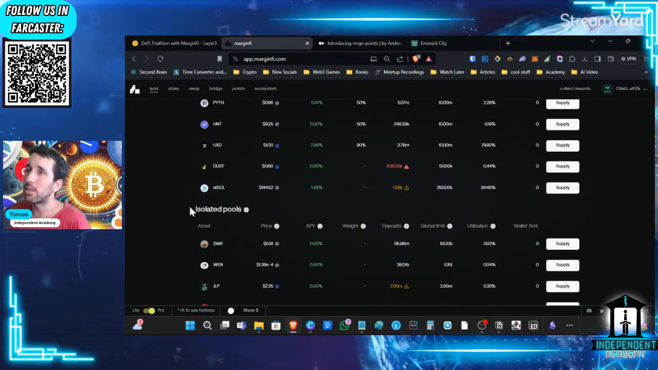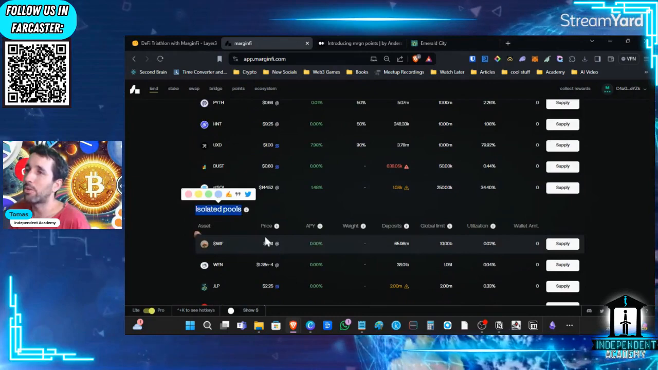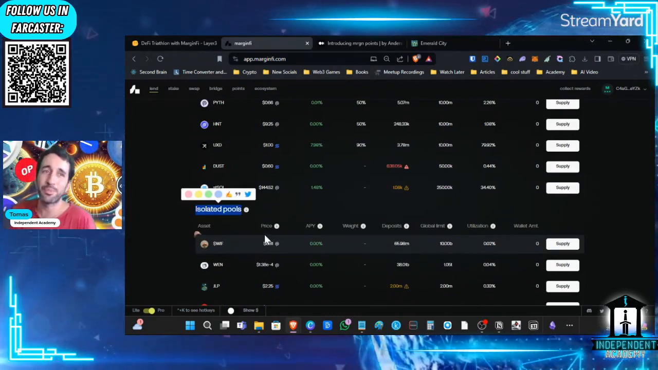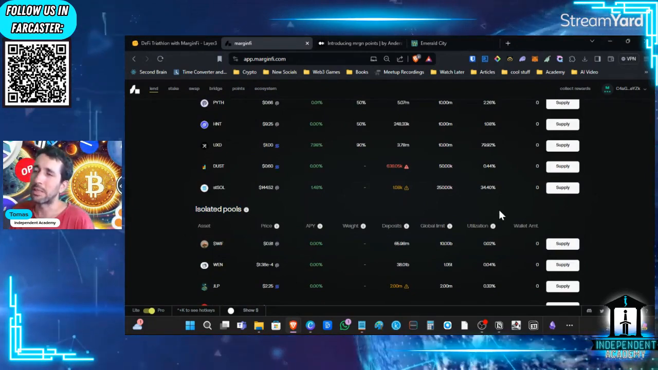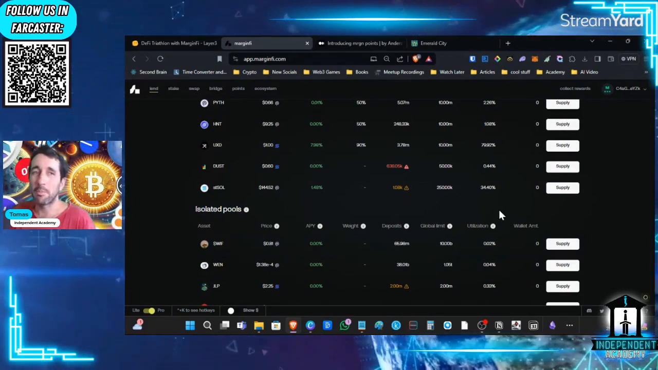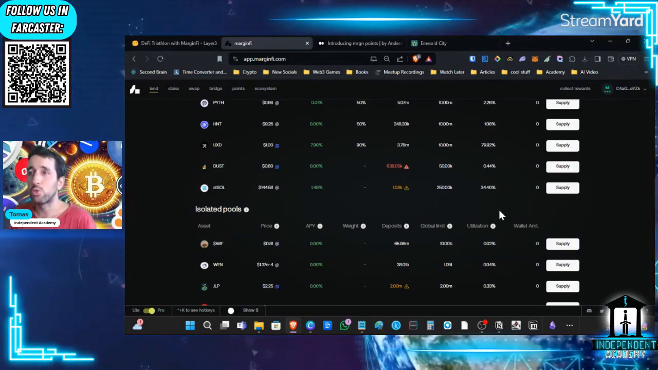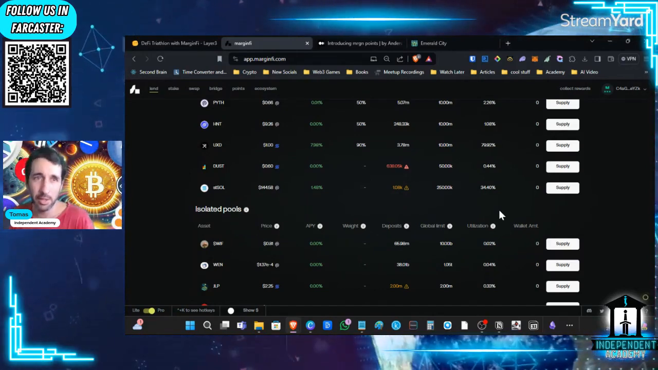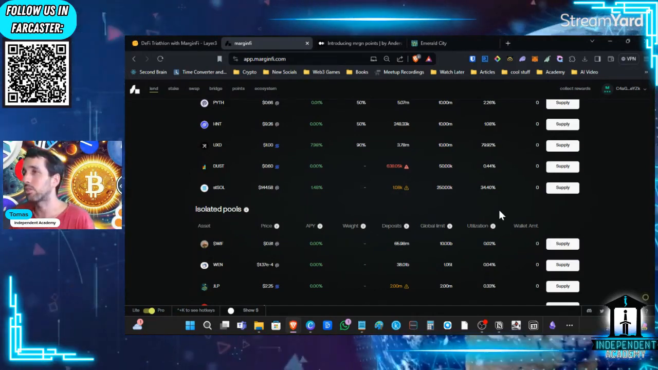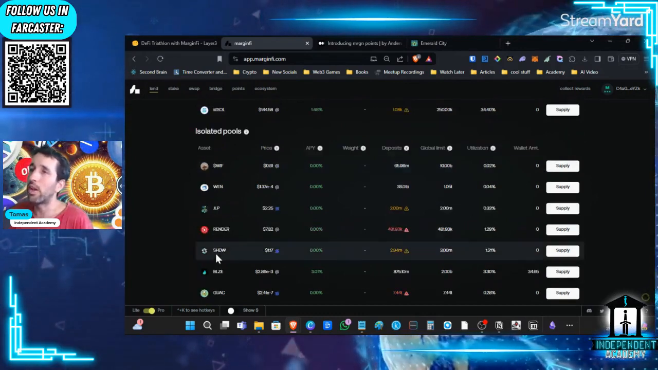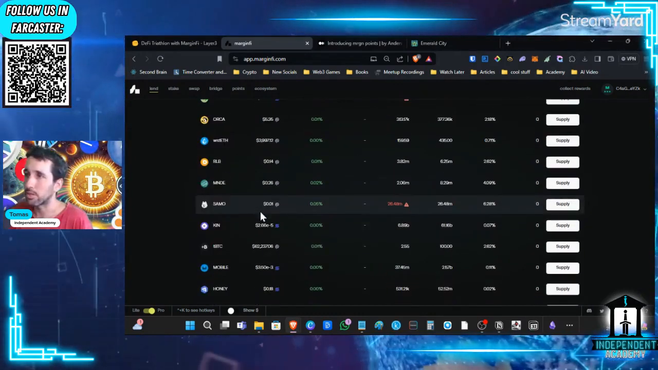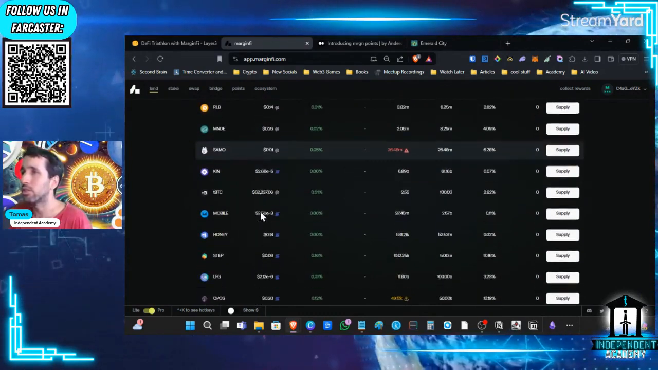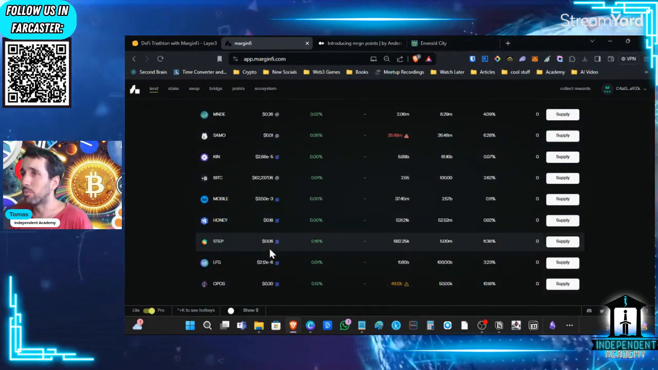And then the isolated pools, these are for more risky tokens. And there's a bunch of restrictions that, for example, you cannot borrow 2 different tokens from the isolated pool because that means too much risk. So if you want to do the isolated pools, you have to be careful, and you have to be more careful in general. And there's a bunch of more tokens there.